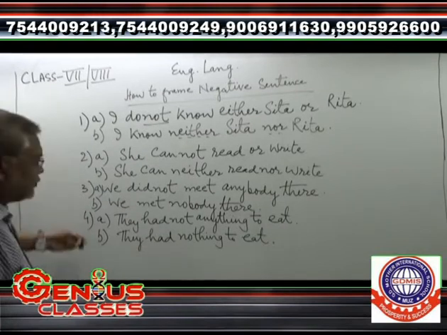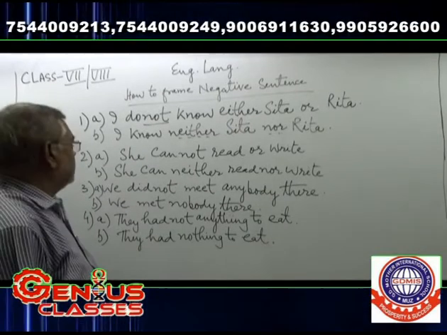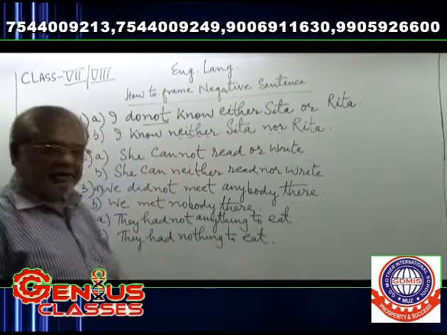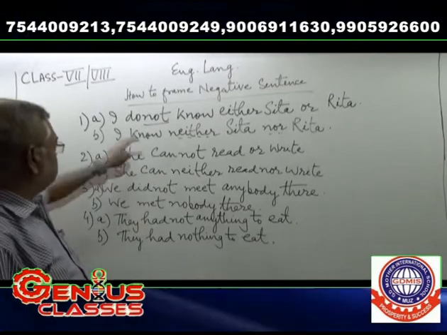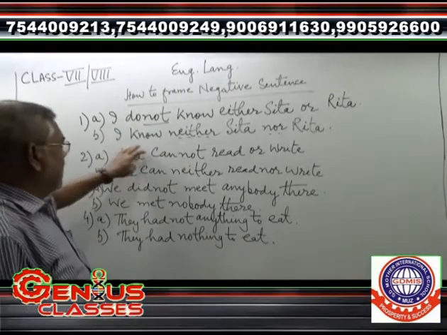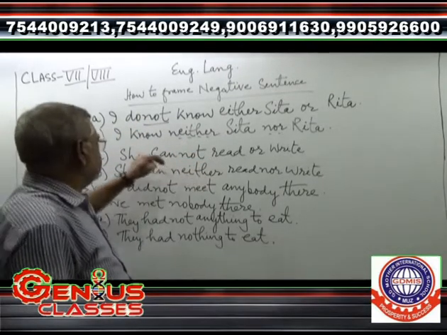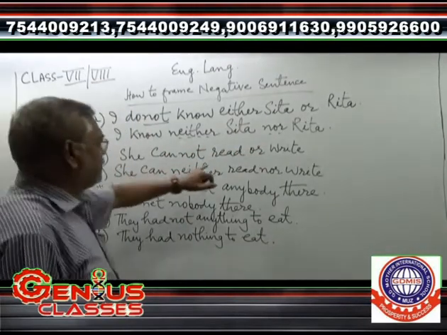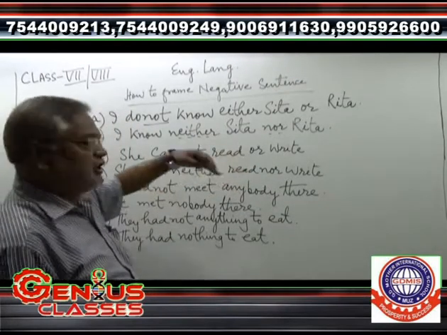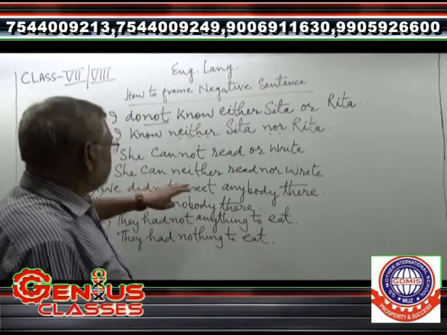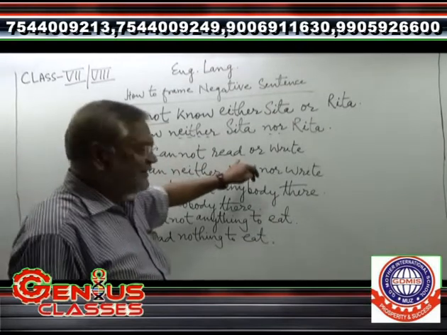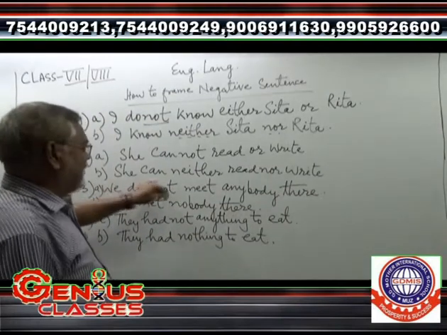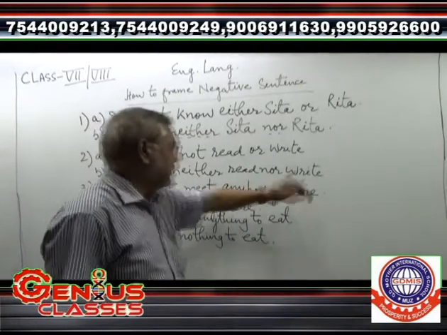Now several examples will happen here. I do not know either Sita or Rita. Here, do not will change into neither: I know neither Sita nor Rita. This is also a kind of negative sentence. Likewise, she cannot read or write will change into neither nor, because she is unable to read and unable to write. So in that condition, she can neither read nor write.